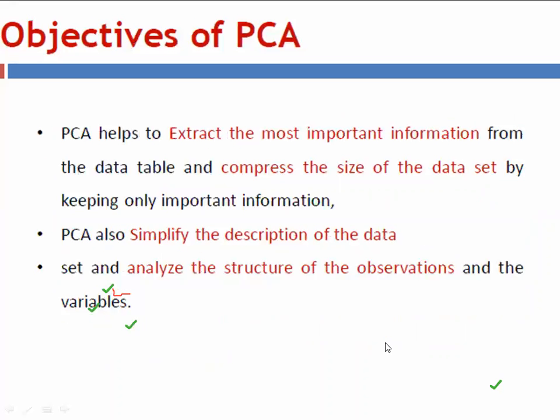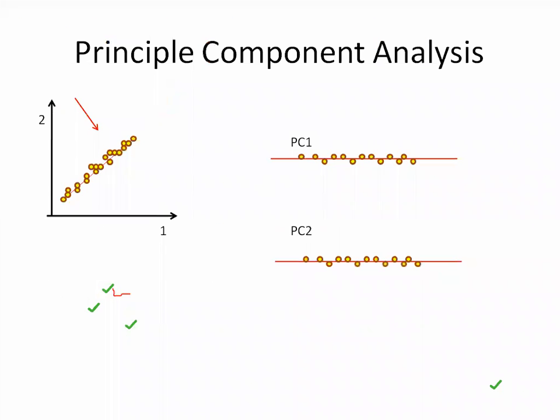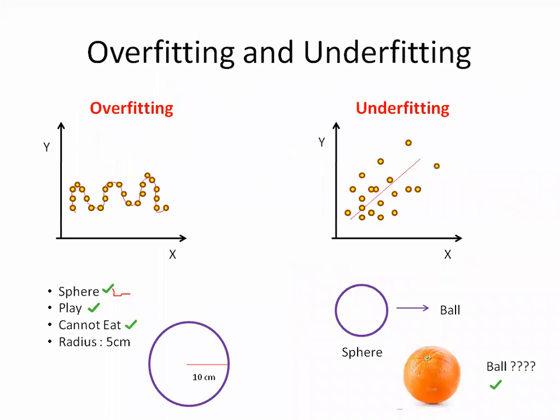What are the objectives of PCA? PCA helps to extract the most important information from the data table and compress the size of the data set by keeping only important information. PCA also simplifies the description of the data set and analyzes the structure of the observations. Now we have seen today what is principal component analysis.